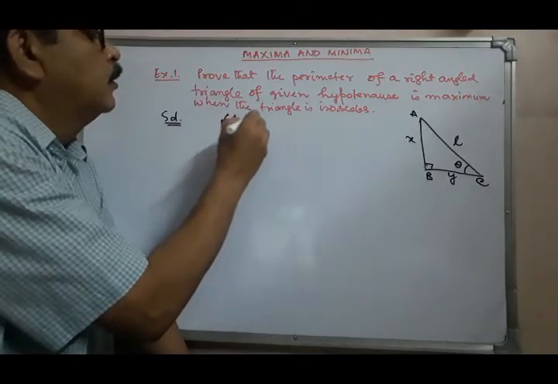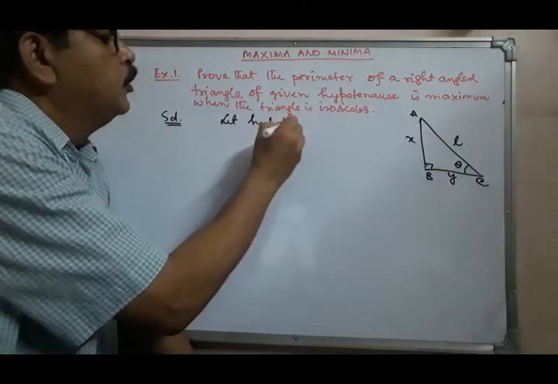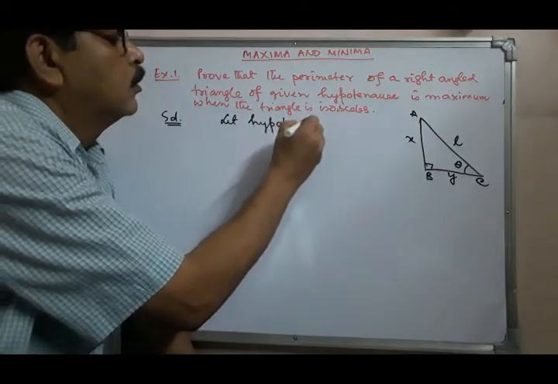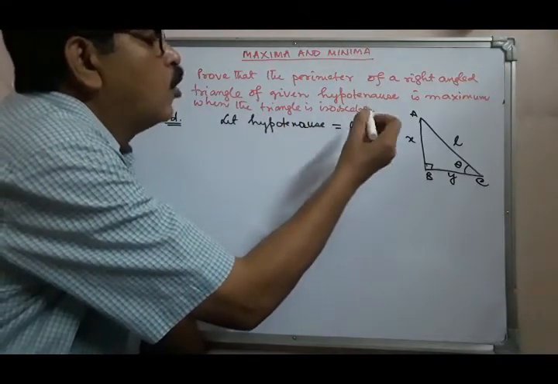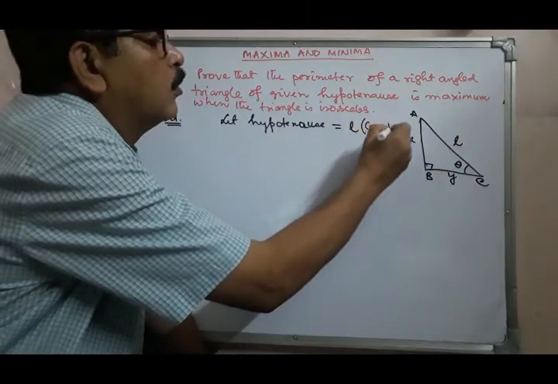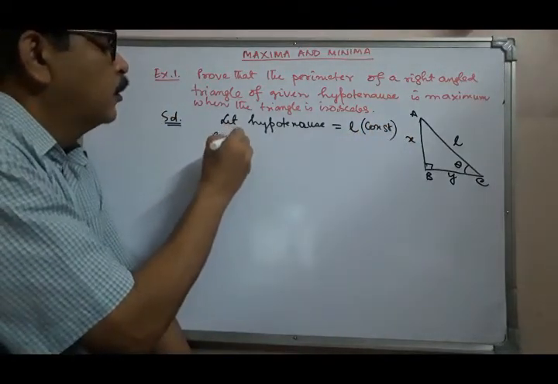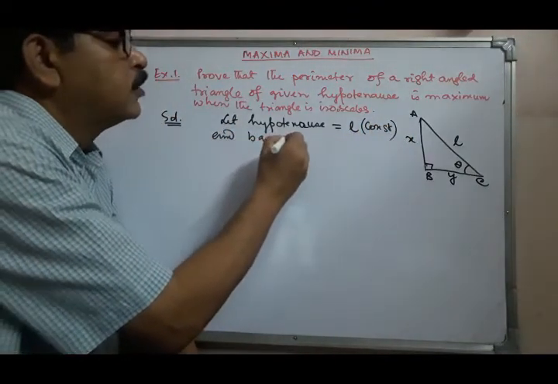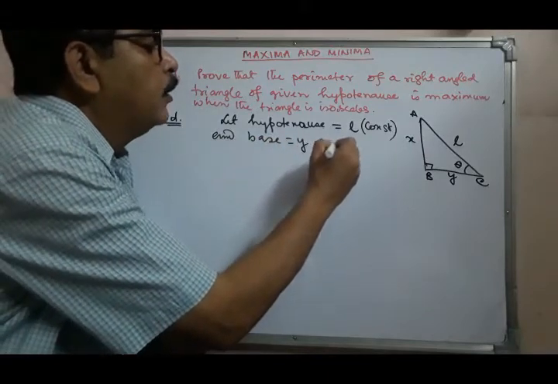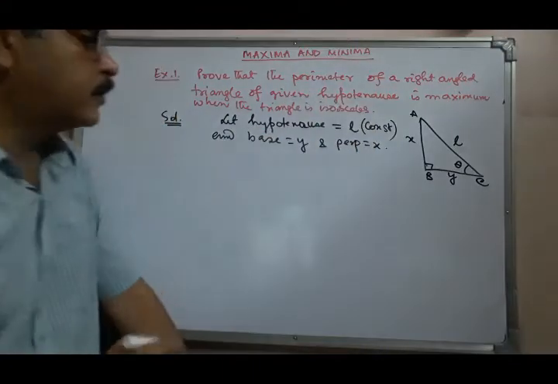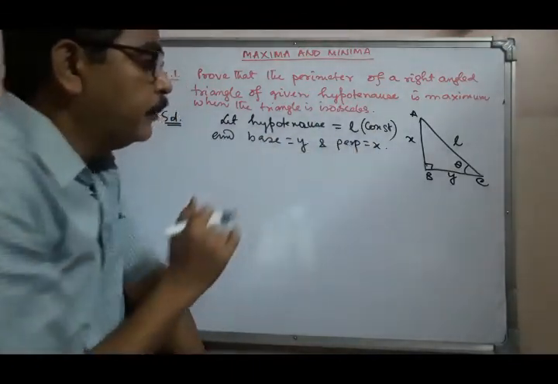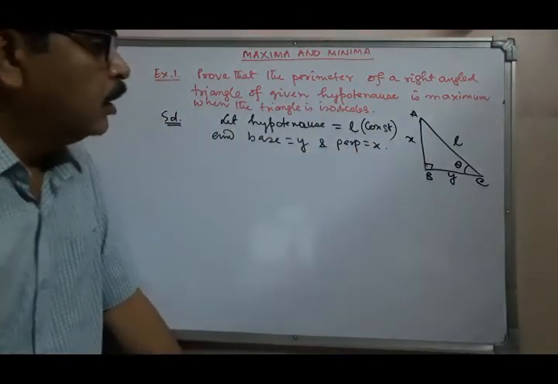Let hypotenuse equal L, which is constant, and base equal to Y, and perpendicular equal to X, which are the two variables. Now we have to find the relation.